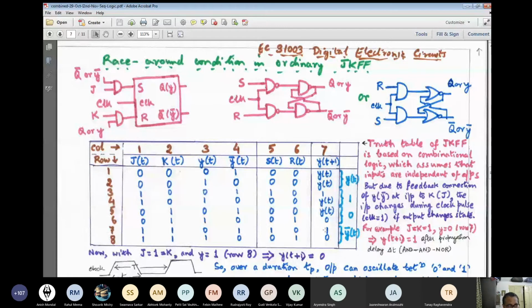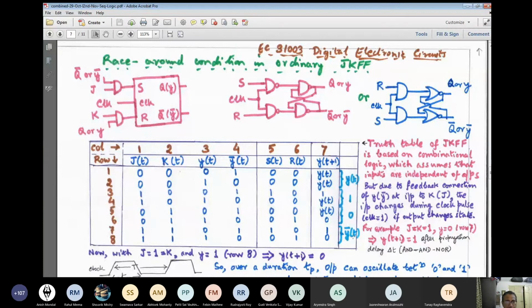Why Y bar? Because you see that here Y is 0, YT plus 1 equals 1. So YT plus 1 has become the reverse. Also Y is 1 and now YT plus 1 equals 0. So it has become reverse. So Y bar T. So essentially this entire function table happens to mimic that of a JK flip-flop.